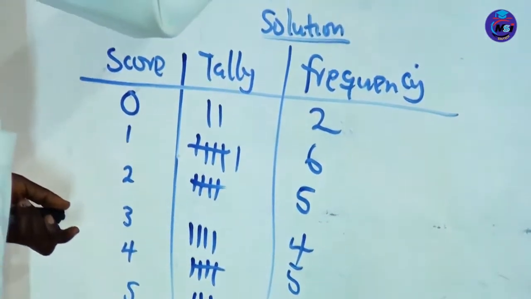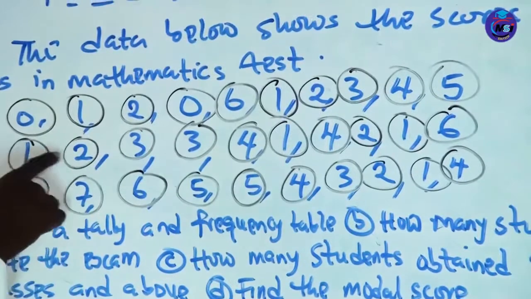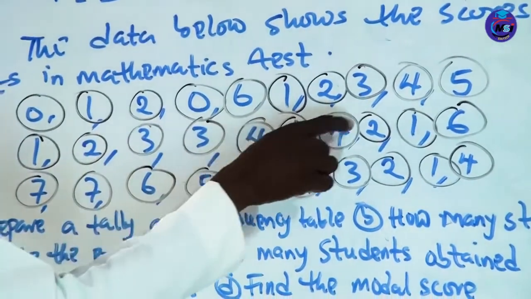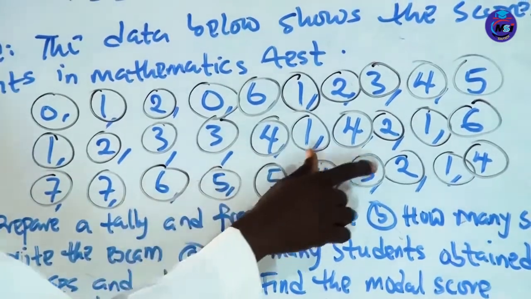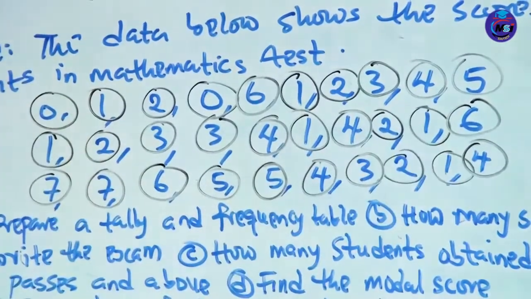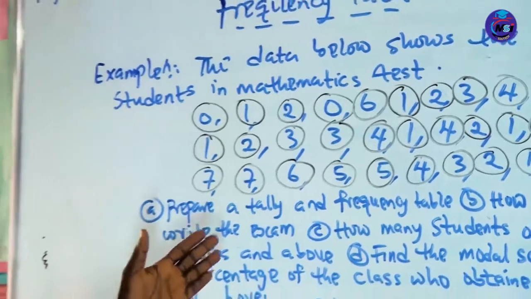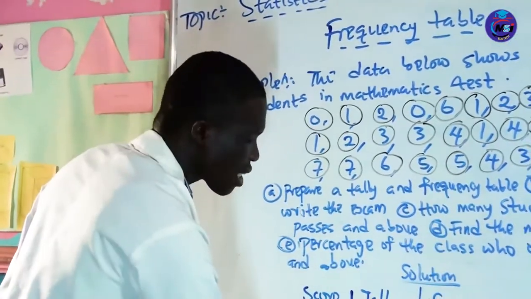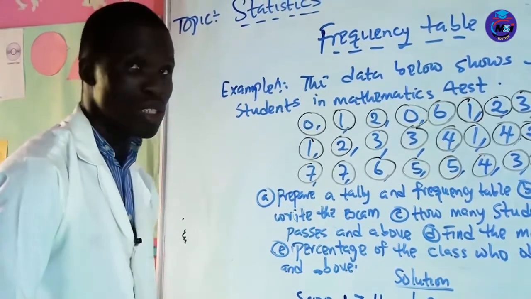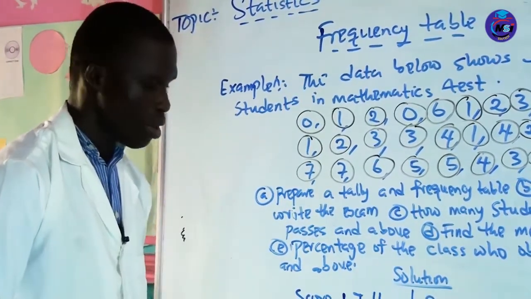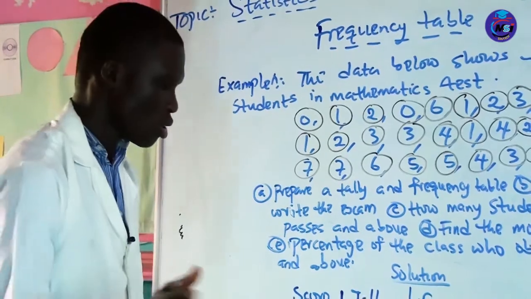What are we going to write? 1, 2, 3, up to 30. That means we have 30 students. So when we add this together and we get 30, that means our frequency table is correct. But if not, our frequency table is wrong. So let's do it.